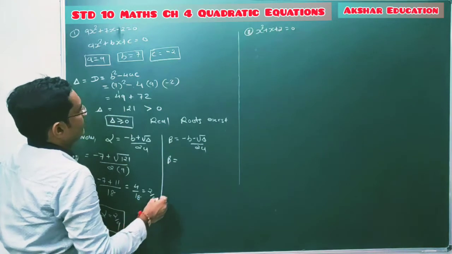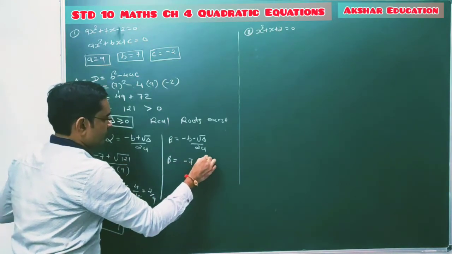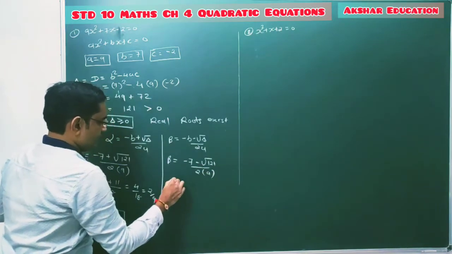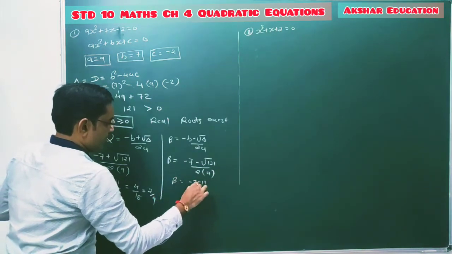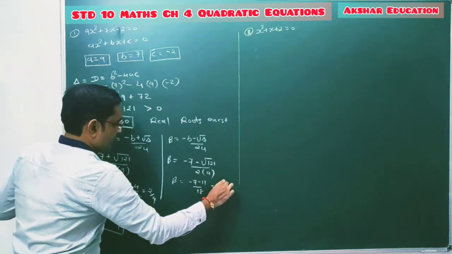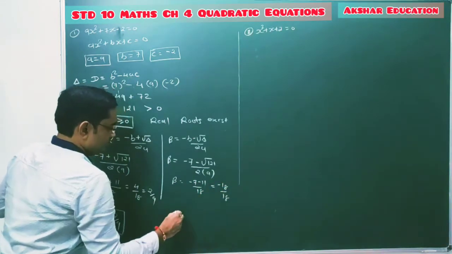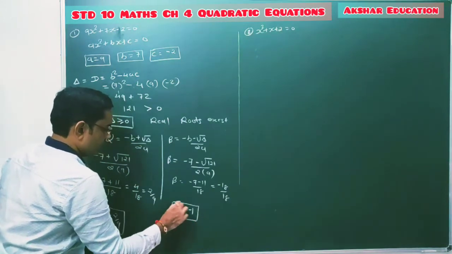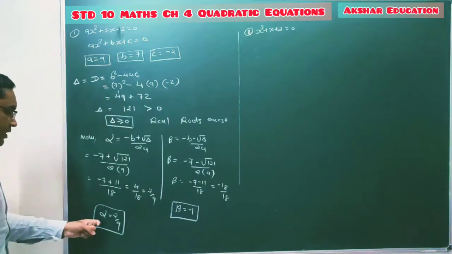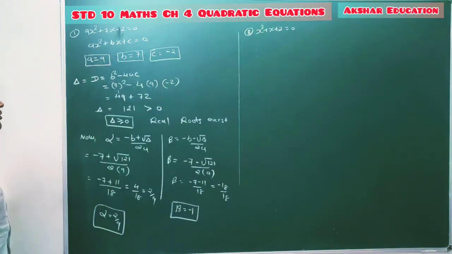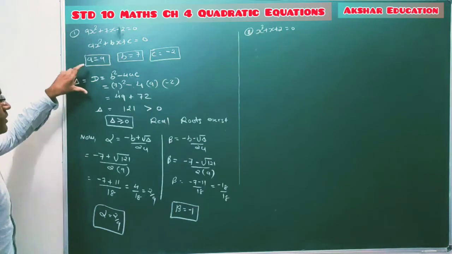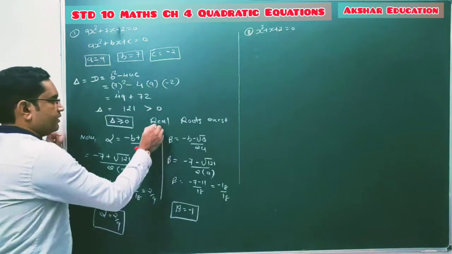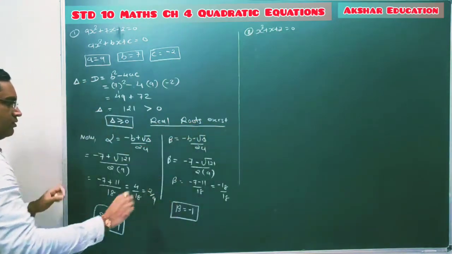Beta: minus b, so it's minus 7 minus square root of 121 by 2 into a. It's minus 7 minus 11 by 18, that is equal to minus 18 by 18. So the second real root of this quadratic equation is minus 1. Two real roots are there: 2 by 9 and minus 1. Clear students? So this is how you can find the discriminant of the given equation. If the discriminant is greater than or equal to 0, the real roots exist, and if the real roots exist, you have to find both the roots.